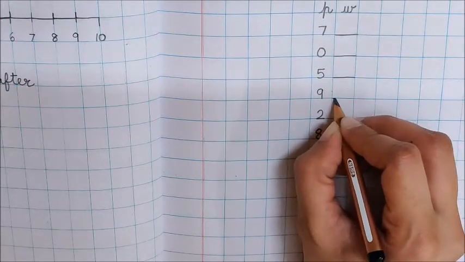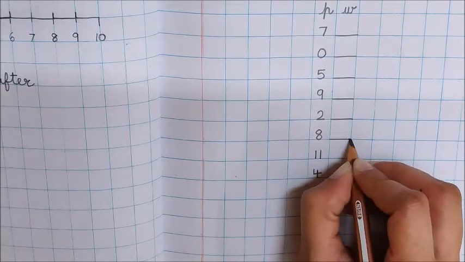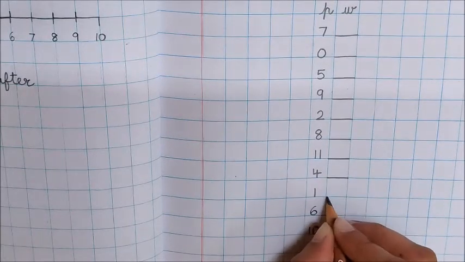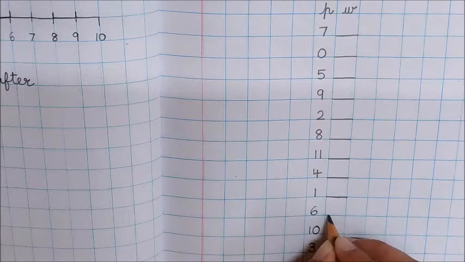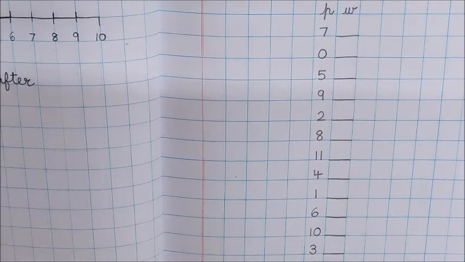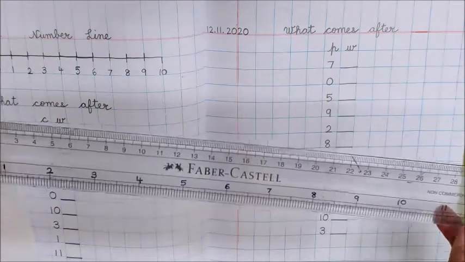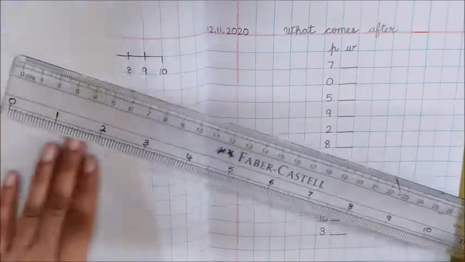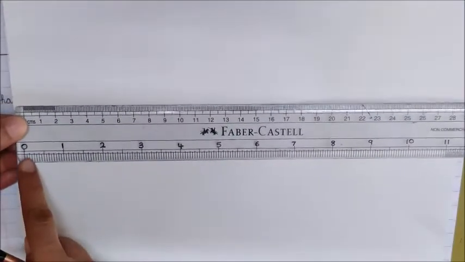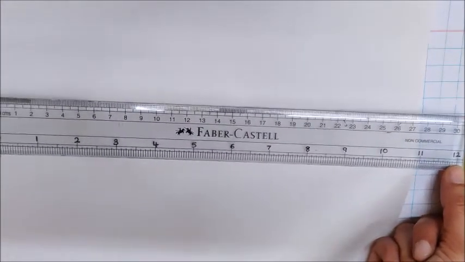Dash, dash, dash, dash, dash, dash, dash, dash, dash. Children, after completing this setting, take your scale, 12-inch scale. You remember children, we had made number line on this 12-inch scale. We had written numbers 0 to 12. So on this number line, we will find the answers.